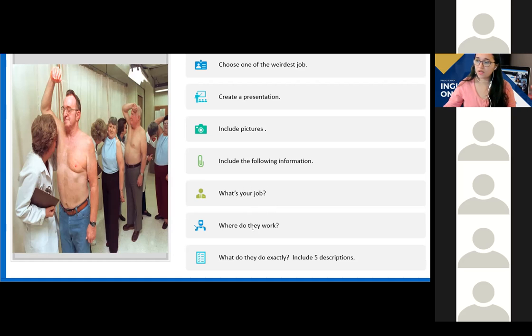What's the job, for example? Where do they work? The country, for example? And what do they do? What are the main activities? For that, you are going to include 5 descriptions of the main activities of the job, right? So do you have questions about the activity? We're going to work in pairs, so you can present one presentation and include both parts, right?